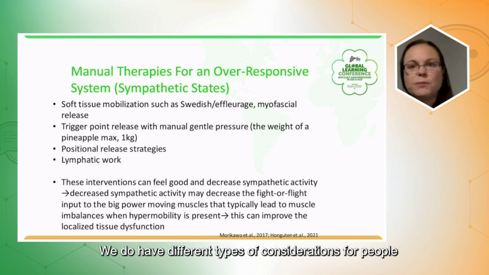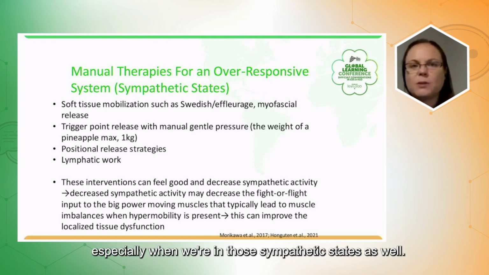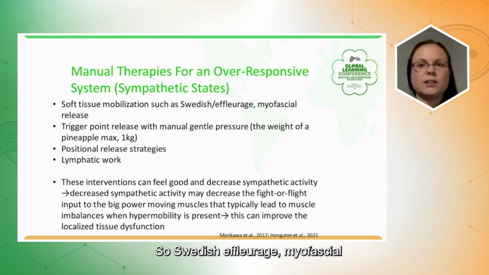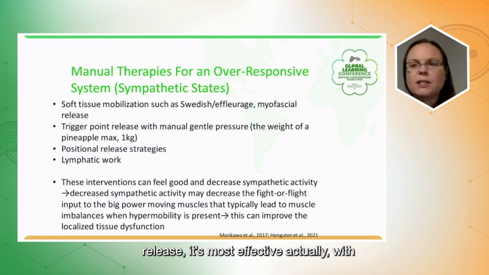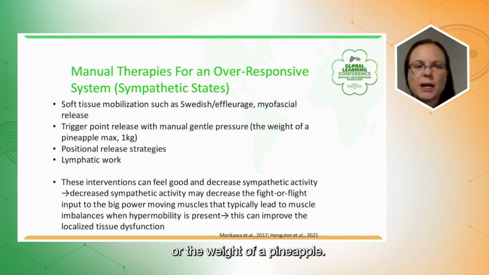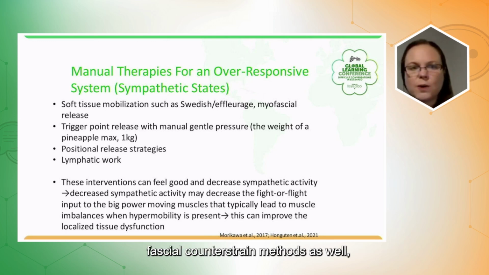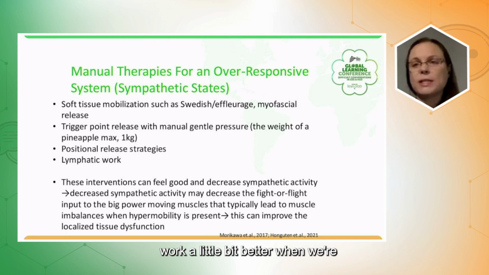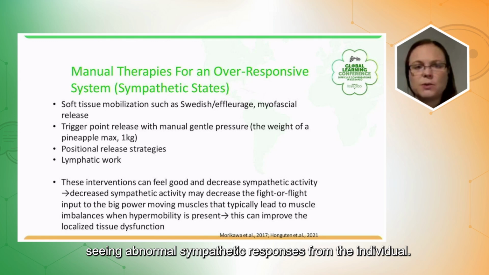We do have different considerations for people that have a more over-responsive system, especially when we're in those sympathetic states. We can consider lighter touch when we're doing soft tissue work: Swedish, effleurage, myofascial release, trigger point release. Trigger point release is actually most effective with more gentle manual pressure, typically about 1 kilogram, or the weight of a pineapple. There are also positional release strategies or fascial counterstrain methods, and lymphatic work. Stereotypically, these work a little better when we're seeing abnormal sympathetic responses from the individual.